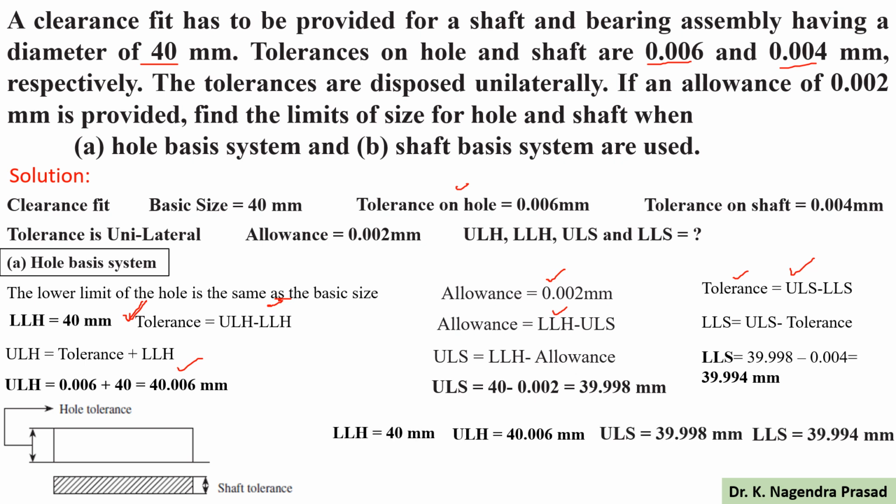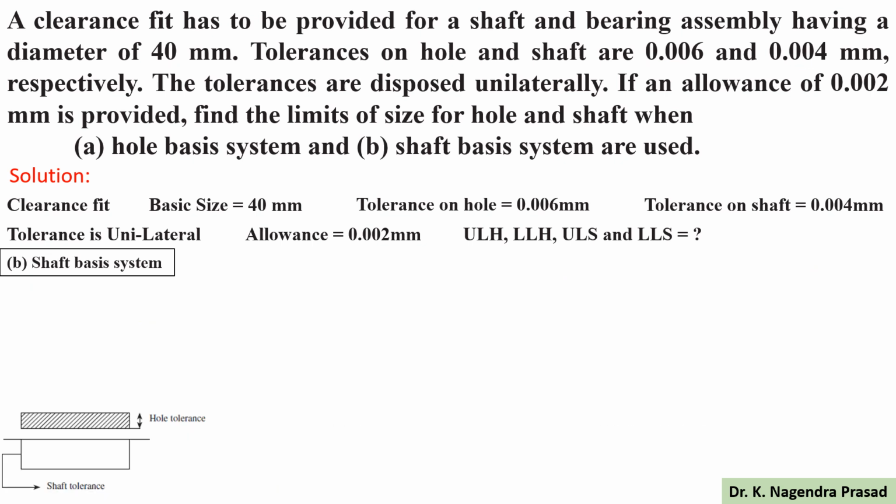which is equal to 39.994 mm. So in the hole basis system, lower limit of the hole is 40 mm, upper limit of the hole is 40.006 mm, and upper limit of the shaft equals 39.998 and the lower limit of the shaft is 39.994.